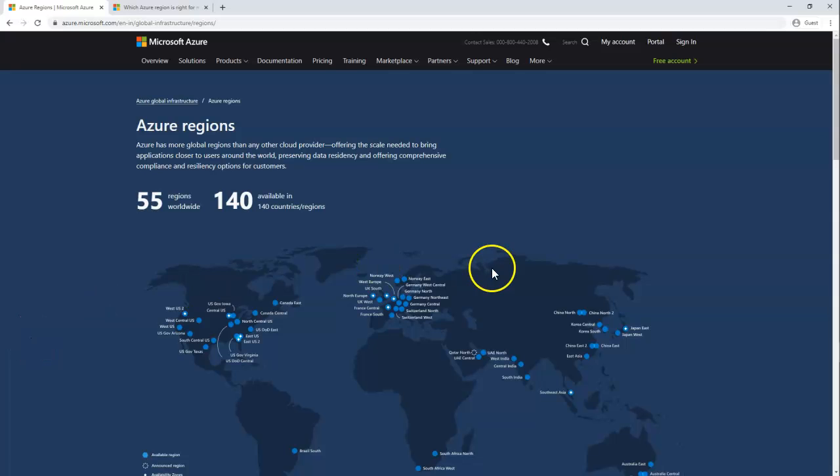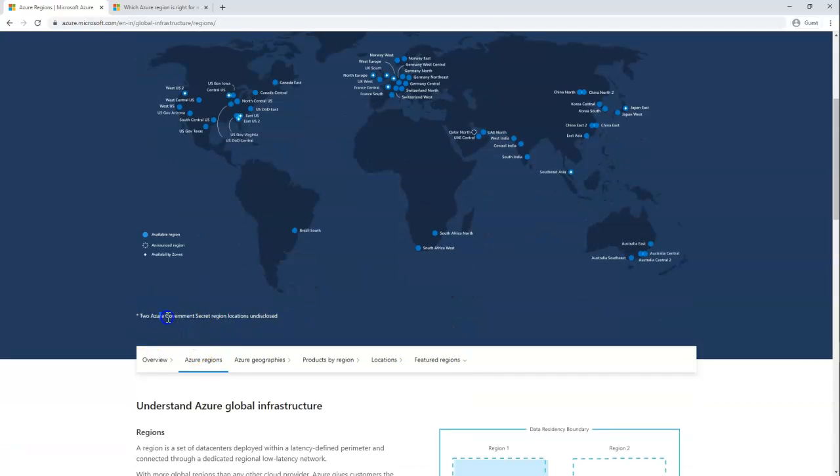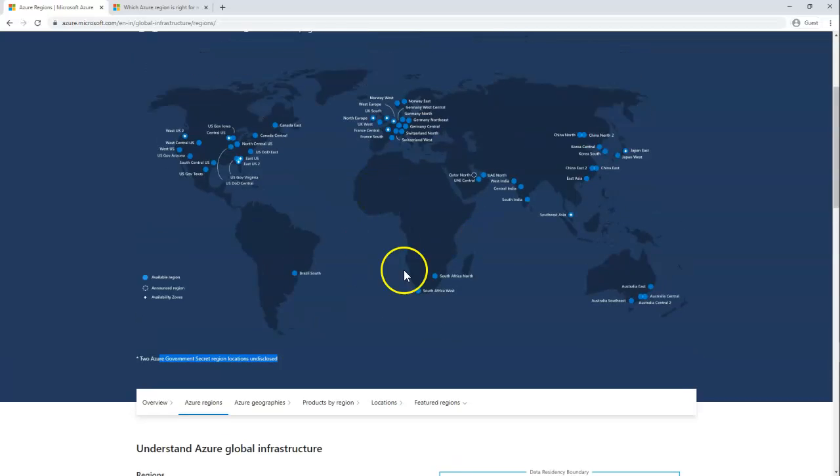Now here you can see that there are Microsoft regions. If you go to this lecture's description, you can find out there are close to 55 different regions spread over 140 countries or different places you can see here. And it was clearly mentioned that government secret regions are also available, which are undisclosed.